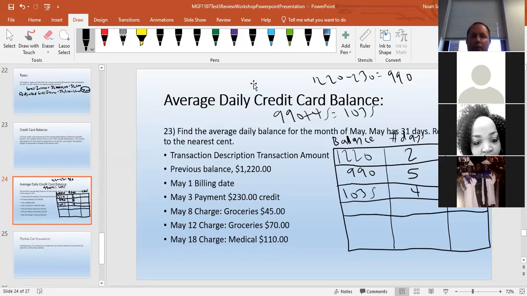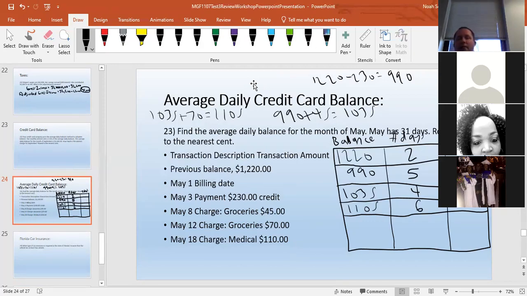Now on May 12th there was a charge for groceries of $70. So what's that going to make the balance now? It would be 1,105. And how many days was it, if it started on May 12th but changed on May 18th? Is it 6 days? 6 days, yeah.